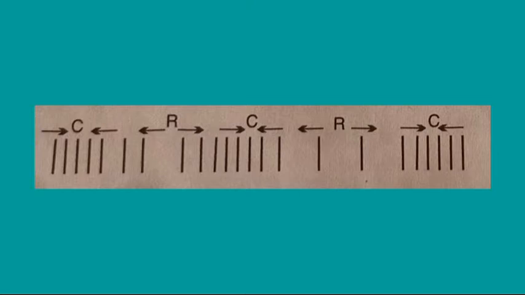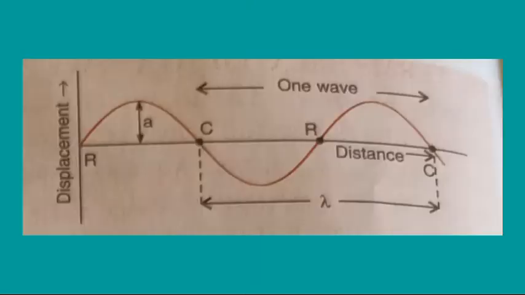C is called compression, and the point R on either side of which particles of air move away from the point R is called rarefaction, as you can see in the given picture. The arrows in the diagram show the direction of movement of air particles. One wave is from a compression to the next compression, or from a rarefaction to the next rarefaction.